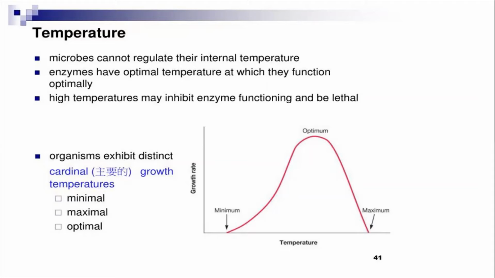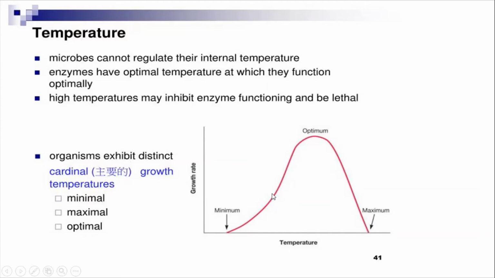Now how is it possible? By synthesizing enzymes like chaperones or heat shock proteins, which ensure that the proteins required for the survival of the cell are maintained, or prevented from getting misfolded or denatured at higher temperature. Clear? Now they exhibit cardinal growth temperature: minimum, optimum, maximum.